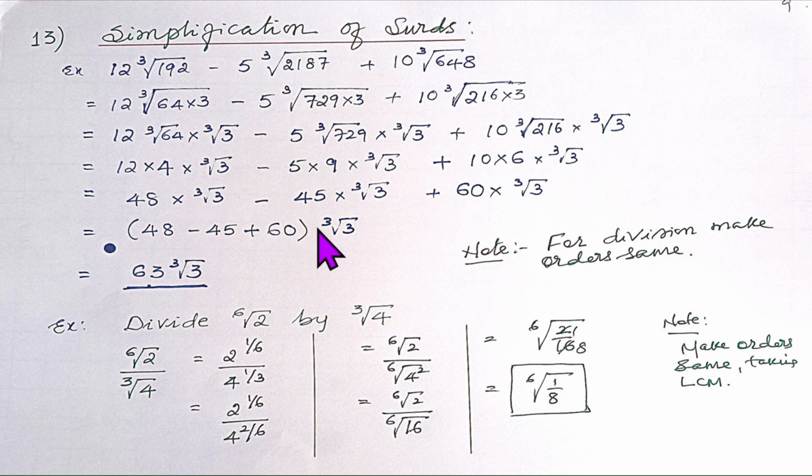Now for division also we have to make the order the same. Now divide 6th root of 2 by cube root of 4. The orders are different here. So 2 raised to 1 by 6, 4 raised to 1 by 3, and convert or make the denominators the same. So if I have to make this 6, I have to convert the numerator into 2. So 2 raised to 1 by 6, 4 raised to 2 by 6, and that will be 6th root of 2 by 16, and therefore it is 6th root of 1 by 8.